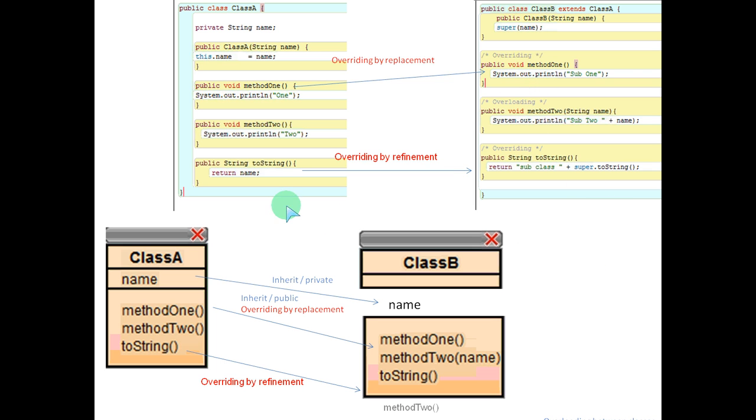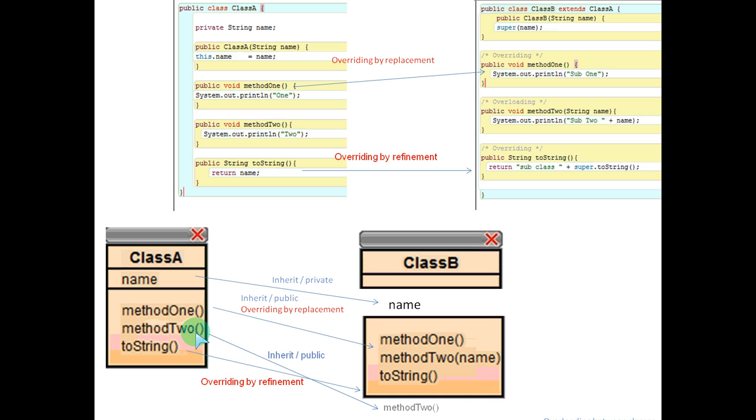The second thing to notice is toString. toString is overriding by refinement because there's a remnant of the superclass method called toString. So this one just added the prefix called subclass, but then it will still print the name using the superclass method toString. So it's called overriding by refinement.